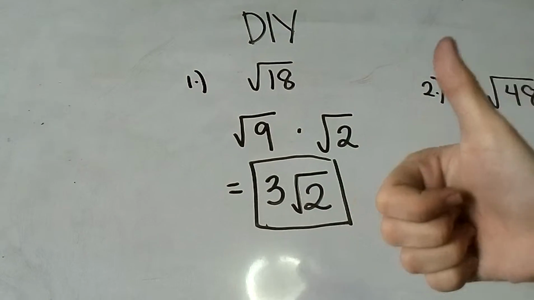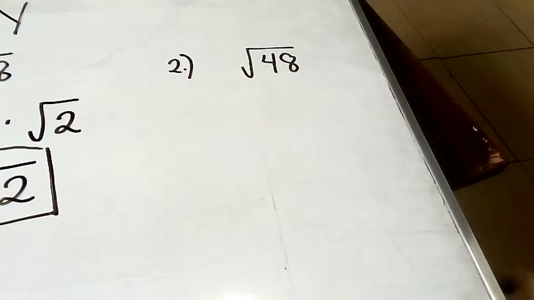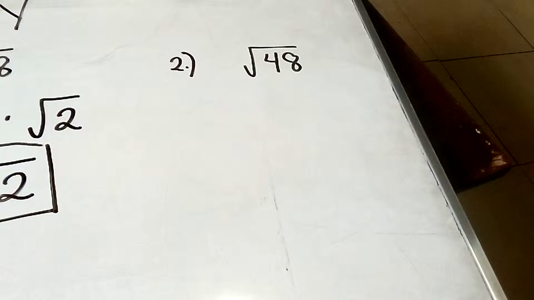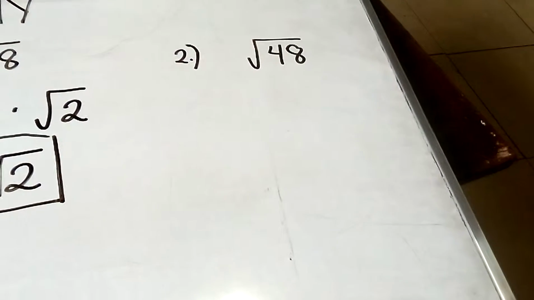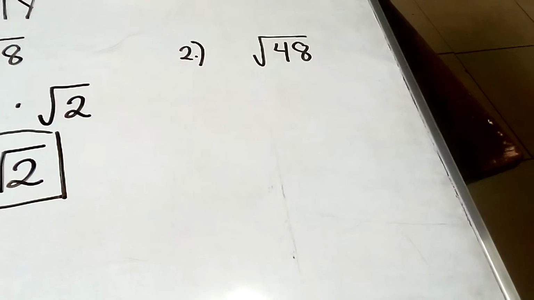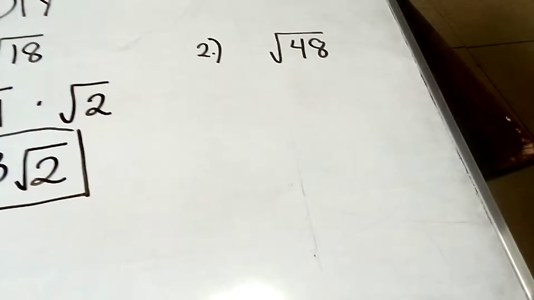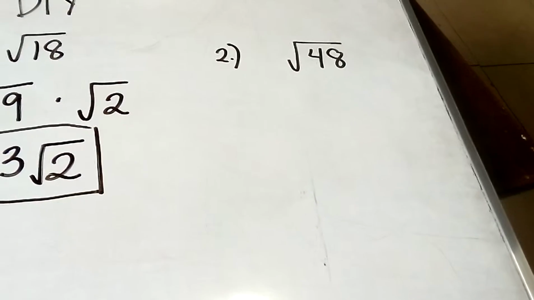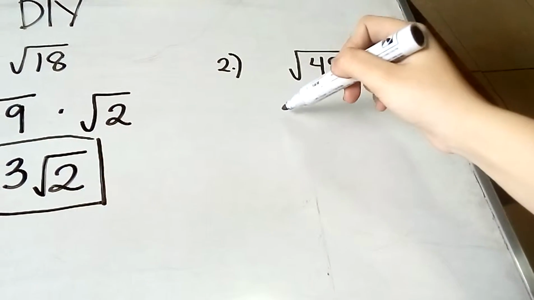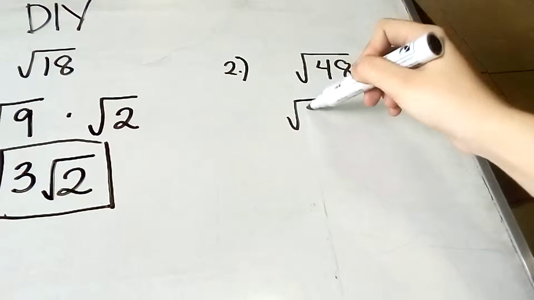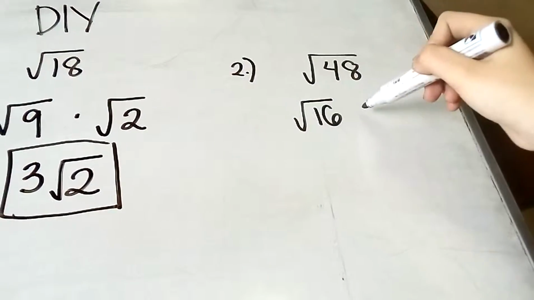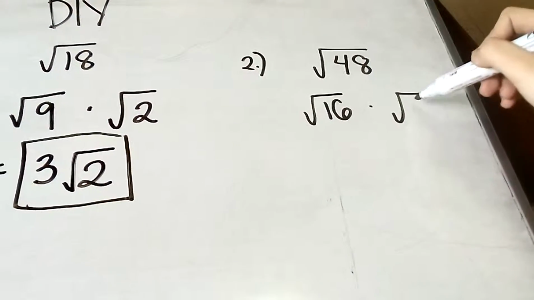Did you get it? Problem number 2 is square root of 48. Relax lang. You need to find factors of 48 that have a perfect square, like 16 and 3. It's the product of square root of 16 and square root of 3.